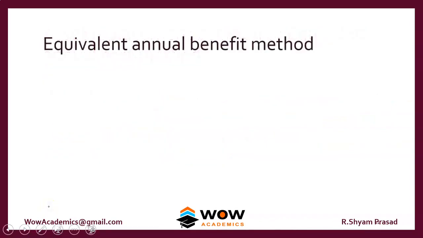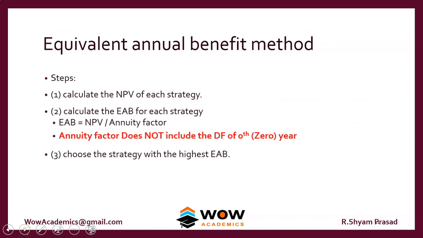So similar to the asset replacement decision, we can also work out an equivalent annual benefit. So again, in this option, we have to do NPV for each of the options or strategies. Divide the NPV by the annuity factor and we get the EAB. As this is a benefit, we have to choose the highest EAB.